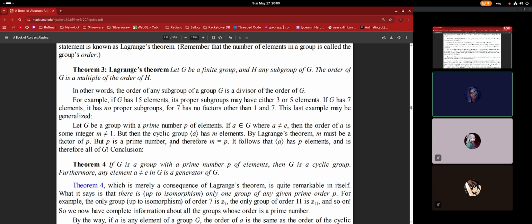And then I have a question because this has already accumulated a bunch of stuff. This notation is just to say that this group is cyclic, right? It's cyclic with A as the generator, yes.